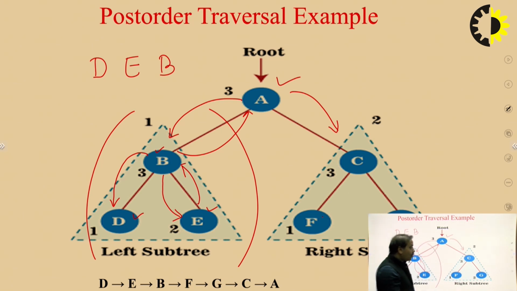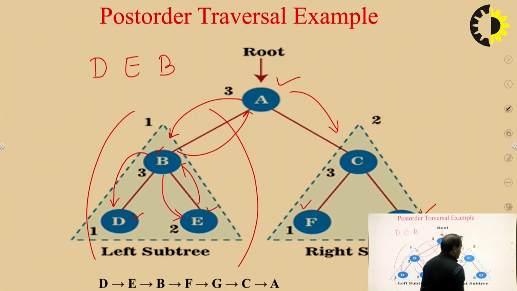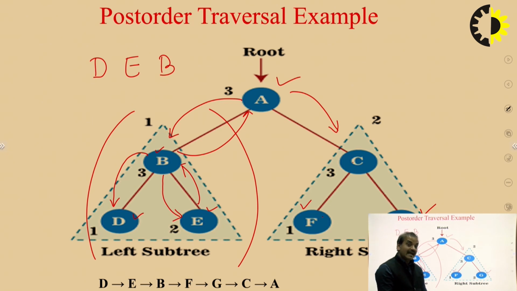C is a subtree whose left child is F and right child is G. Now we have to move on to the left child of C. According to the condition, first we have to process left, so we move on to the left child of C, and the left child of C is F. We have to process F.